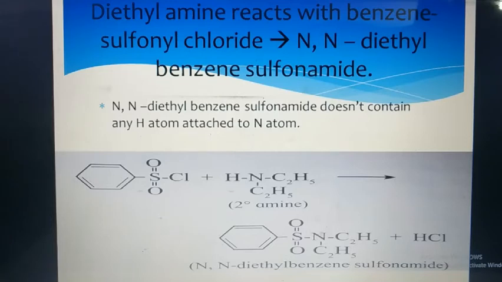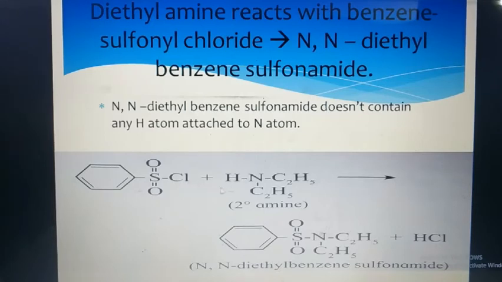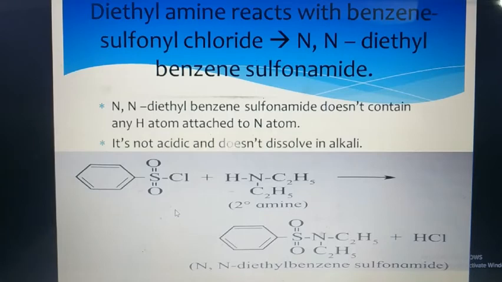Here what happens, we get on the product side directly the N and diethyl group attached to the sulfonyl group. Here in secondary amine, hydrogen is given. This hydrogen is removed, it gets attached with the Cl and it becomes HCl, and this complete group, that is N and ethyl groups, gets attached to the sulfonyl group, and the name becomes N,N-diethylbenzene sulfonamide. It is not acidic and doesn't dissolve in alkali.